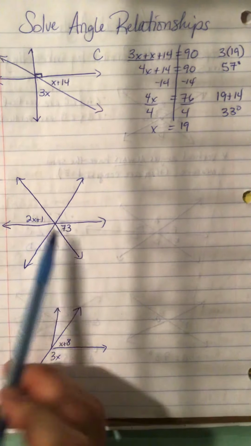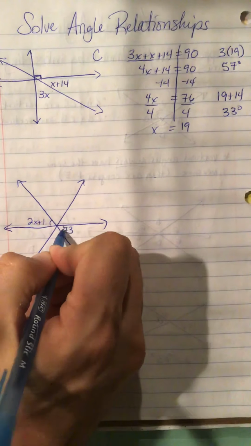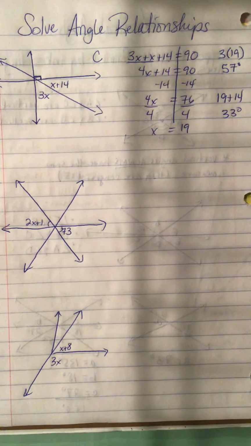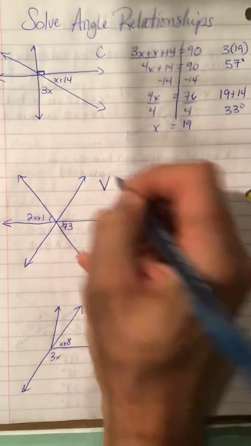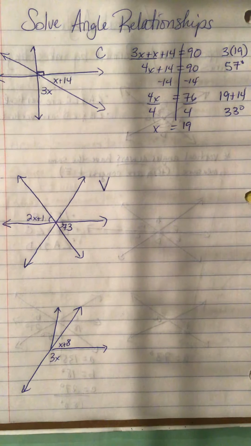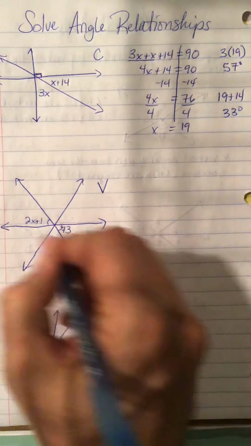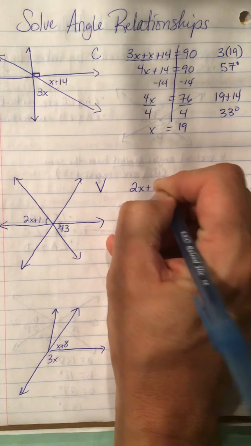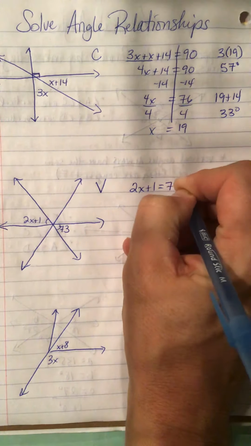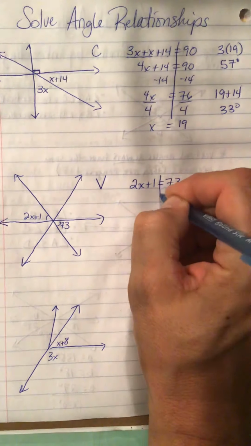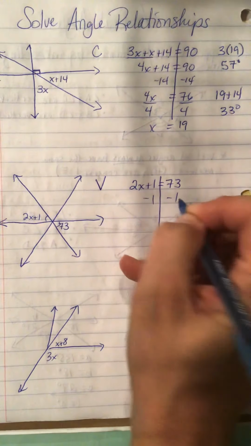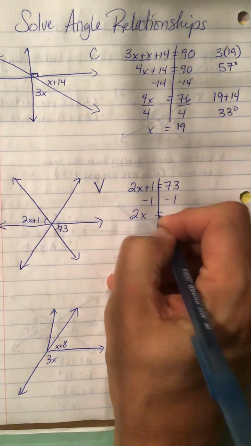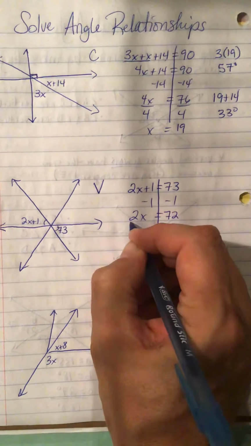Here we can tell that we have vertical angles because those two angles are opposite from each other. Okay, so these are going to be vertical. Vertical angles have the same measure, which means those two angles are equal to each other. So 2x plus 1 is going to be equal to 73. Subtract 1 from both sides. 2x is equal to 72.